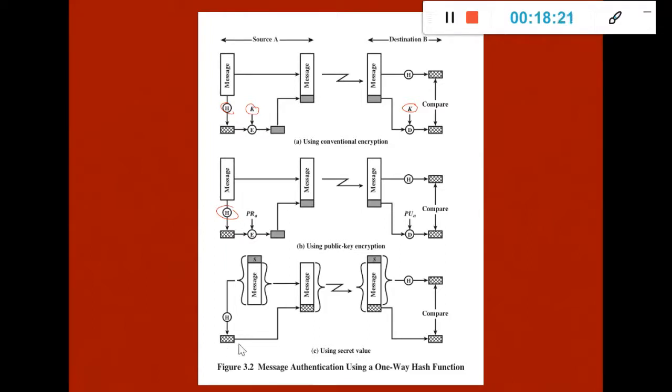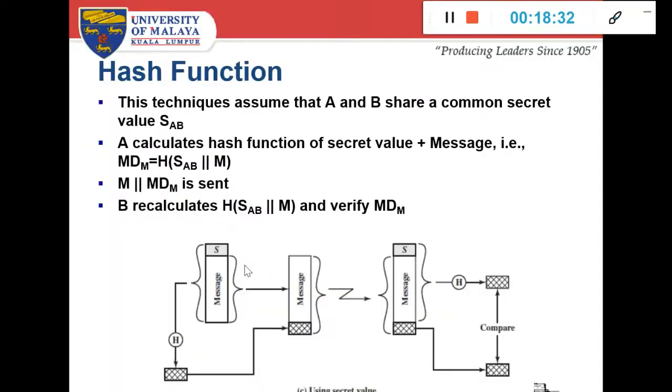So that's why we have a third technique, using a secret value. You append a secret value S here. Basically, you assume that A and B share a common secret value. You can think of this like a key, but it is not a key, just a secret value, a hexadecimal, something like that.